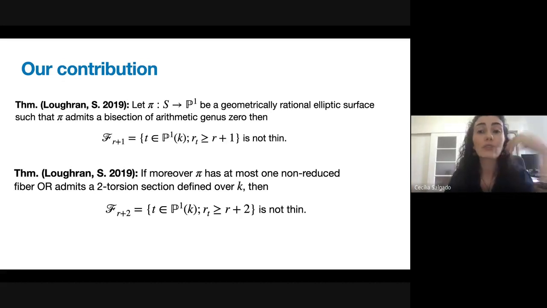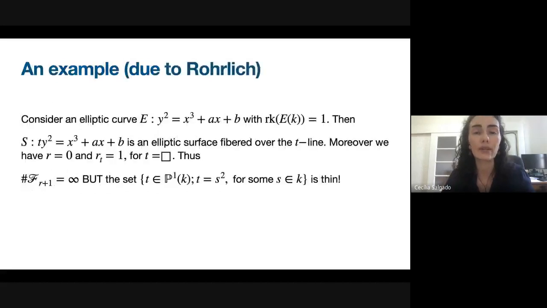Why couldn't I give a straight answer? Clearly it's not thin. Well, first of all, every example that I could think of where the rank was jumping was thin. Let's have a look at one celebrated example. This is due to David Hollich, and it is very celebrated in analytic number theory.